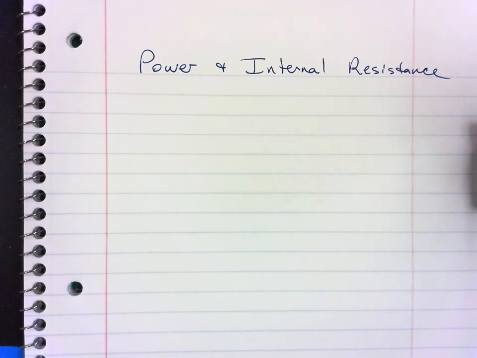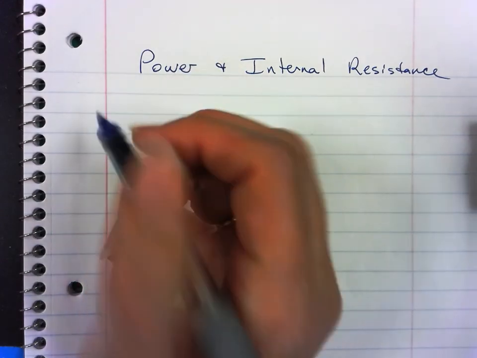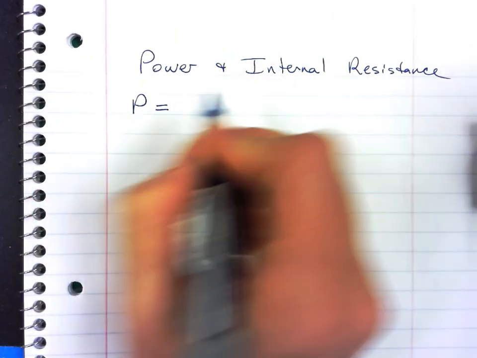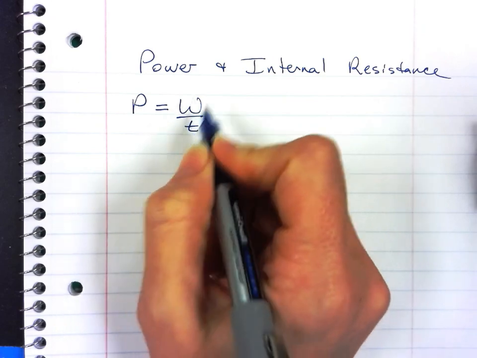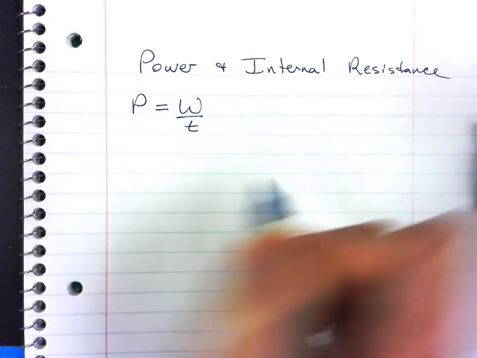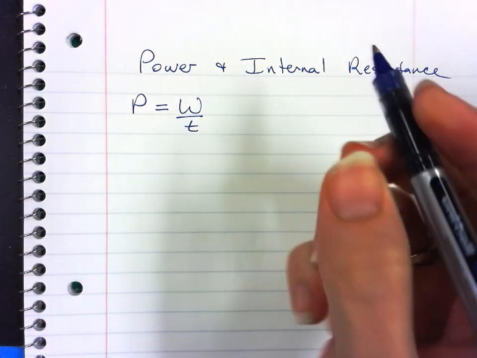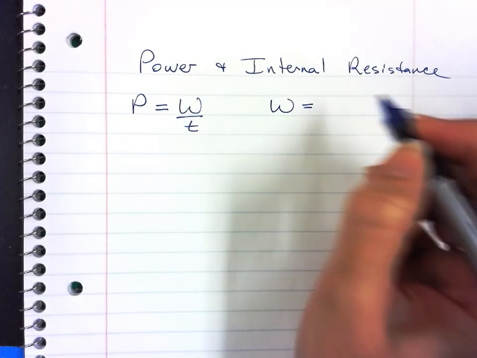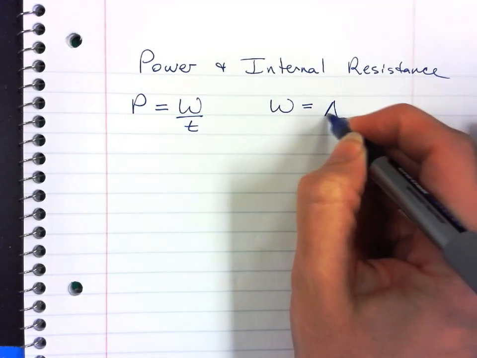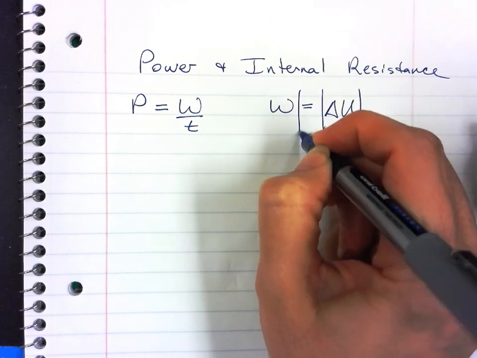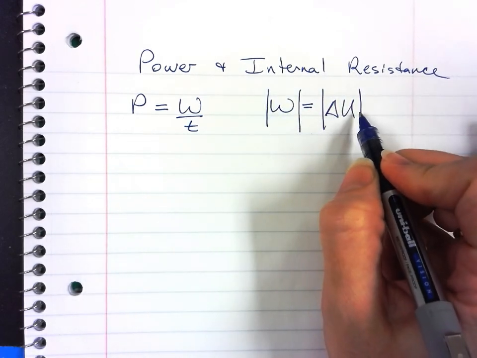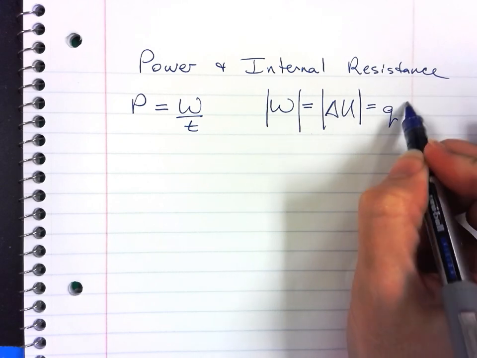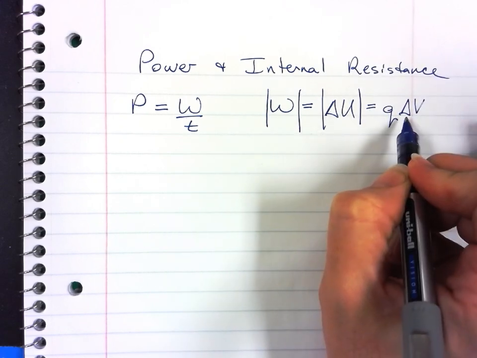So now we need to talk about power and internal resistance. Remember back from mechanics that power was defined as work divided by time. How fast do you do work? So to come up with an expression for this for electricity, work, remember, is equal to the opposite of the change in potential energy. I don't want to deal with negative signs, so I'm just going to use absolute value. And then the change in potential energy is equal to charge times potential difference.